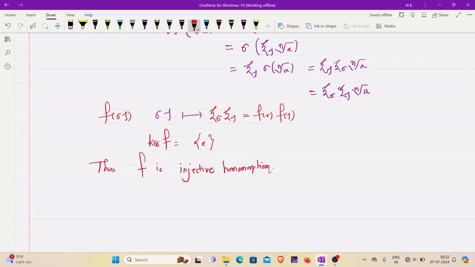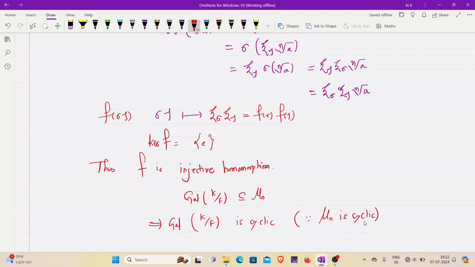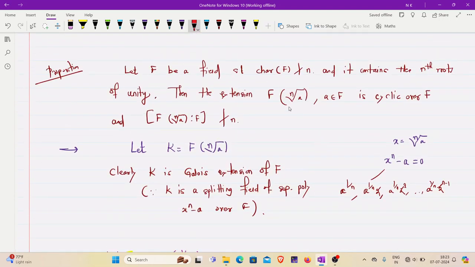Okay, that is an embedding, and that's why the Galois group of K over F is contained in mu n. It is itself a group and it is contained in mu n, that means it is a subgroup of mu n, and mu n is the cyclic multiplicative group of nth roots of unity. So this implies the Galois group of K over F is cyclic. You may mention the reason here, because mu n is cyclic. So in this way we can prove that if we attach nth root of a to a field F with characteristic of F not dividing n, then definitely that is going to be a cyclic extension of F.